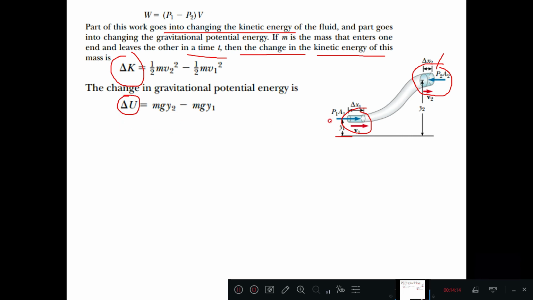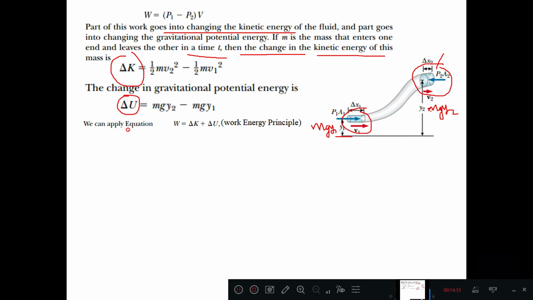So here the potential energy we can write as mgy2, and here mgy1. The change is what? This minus this one: mgy2 minus mgy1.